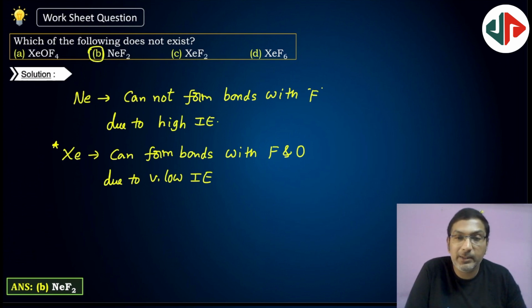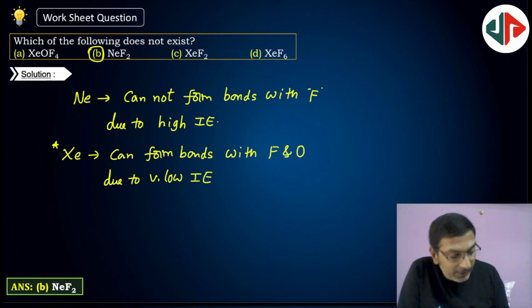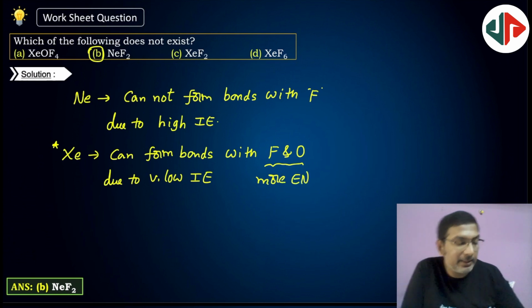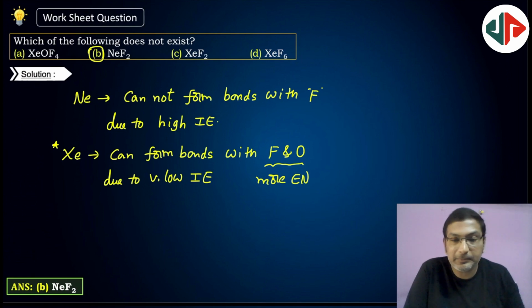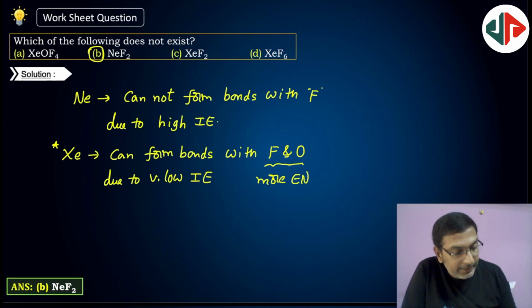So due to low ionization energy, it can form bonds with more electronegative elements, like these two are more electronegative elements. Xenon forms compounds with only these two elements. Next.